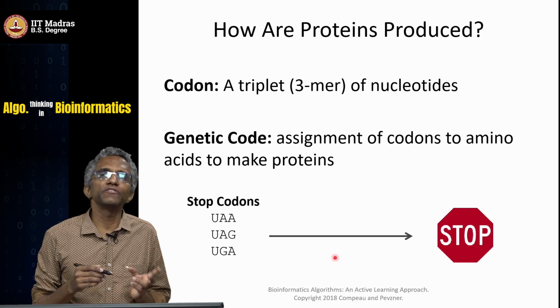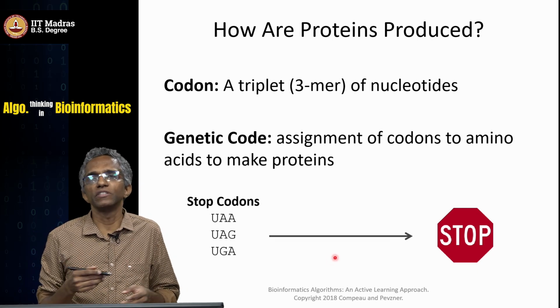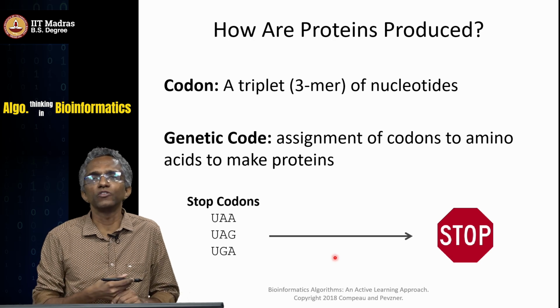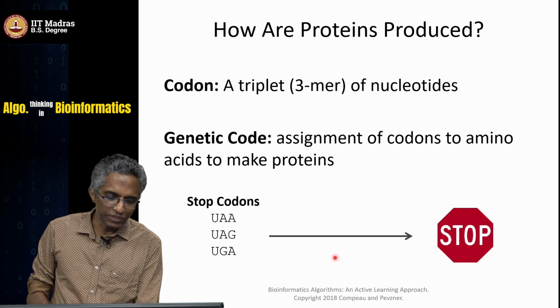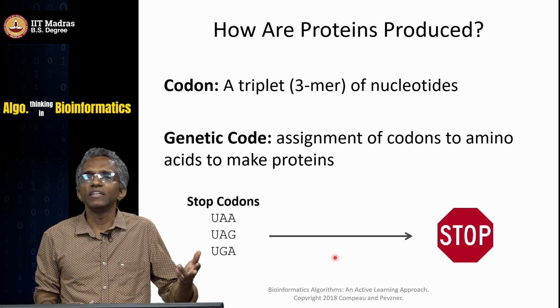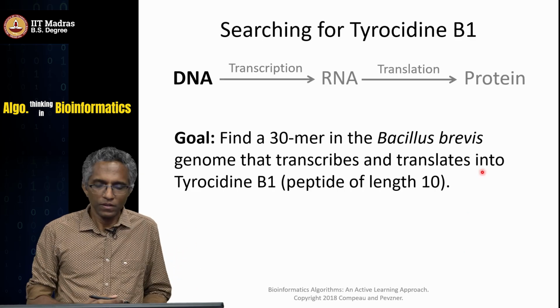Now, we may be interested in figuring out which part of the Bacillus brevis genome, which gene in the Bacillus brevis genome, encodes for the tyrocidine B1, because the central dogma says that proteins all come from DNA via the RNA intermediate.